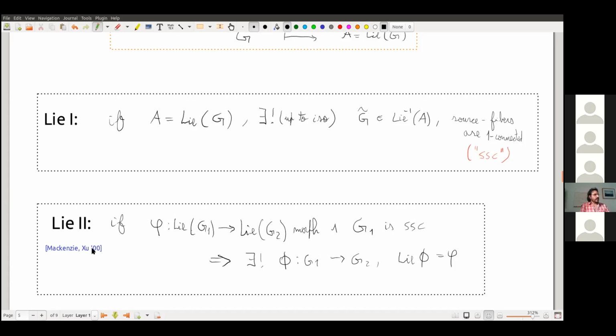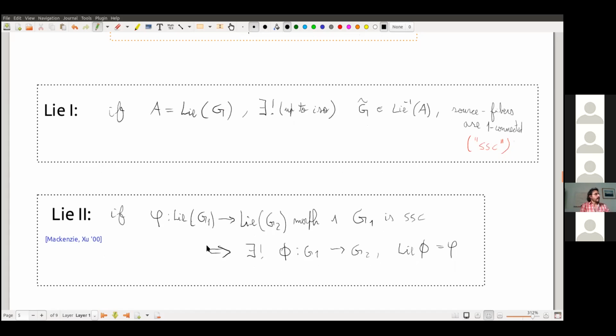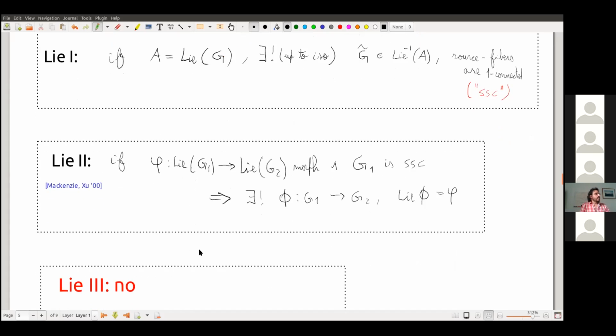Here I put more or less the year for you to see, to have an idea of the development of this area. This is from 2000, although the motivations and these results were acknowledged before, but the details come from 2000. And then there is this third Lie theorem that would say that every algebroid comes from a groupoid, but it was known from the early 80s that there were counterexamples. You could show that there is an algebroid that doesn't come from a Lie groupoid.